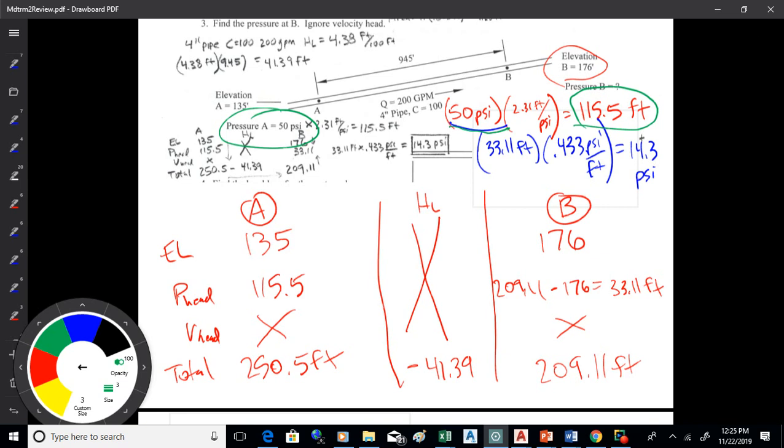The head loss then is, so what we do then to get that pressure head is you multiply by 2.31. When you get the pressure head at B, that's already in feet. So to get that back into pressure, you multiply by 0.433. So keep those two conversion factors straight, and when you use them. The 2.31 is to go from PSI to feet, and the 0.433 is to go from feet back to PSI. Okay.